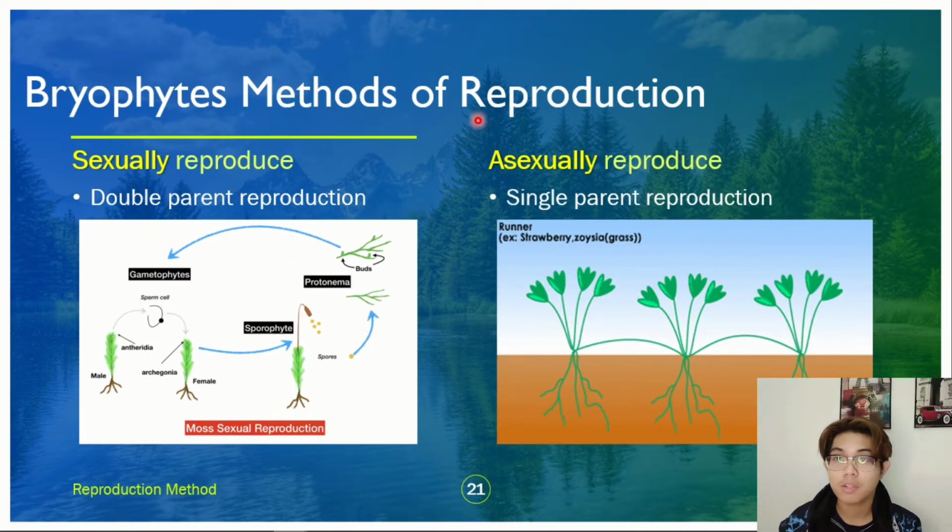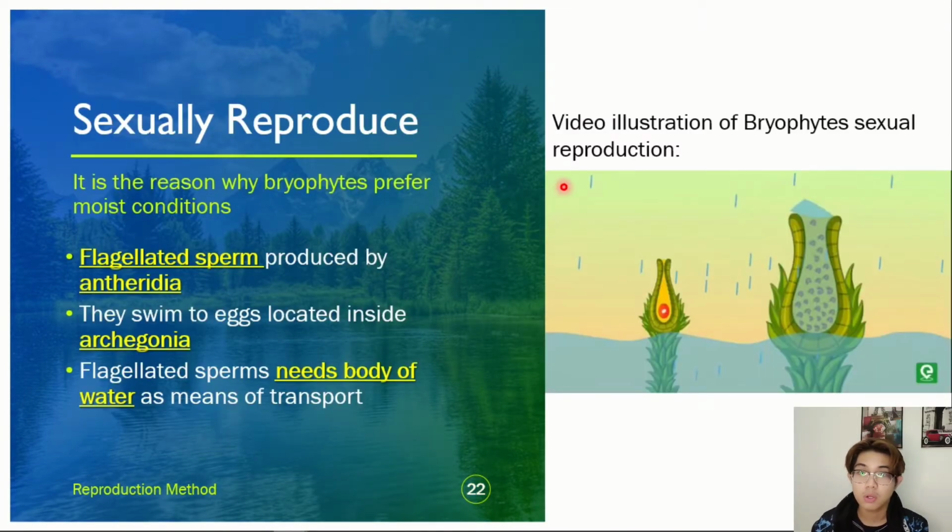We go to methods of reproduction. They can reproduce both ways, either sexually or asexually. We now move on to the sexual reproduction of bryophytes. Bryophytes contain flagellated sperm in their antheridia. These sperm swim to eggs located in the archegonia. Flagellated sperm need a body of water as a means of transport.